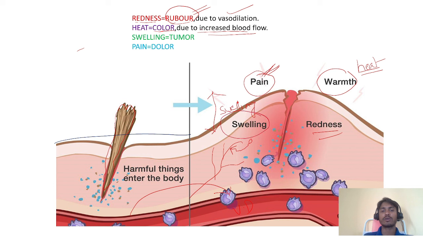Swelling we can call tumor. Pain we can call dolor. So all of these are signs of inflammation: redness, heat, swelling and pain.